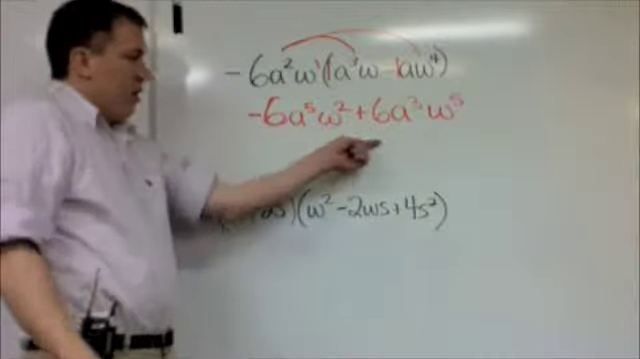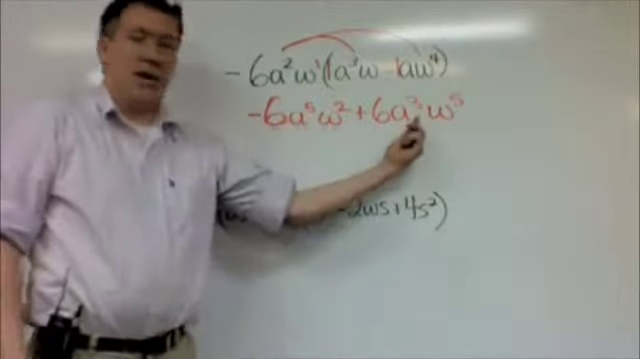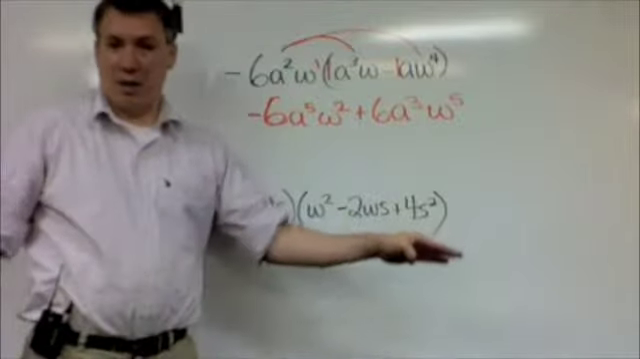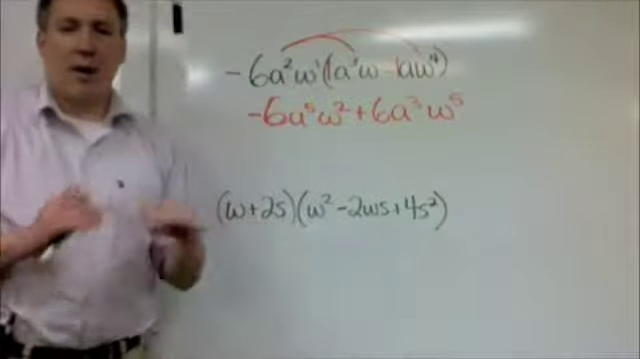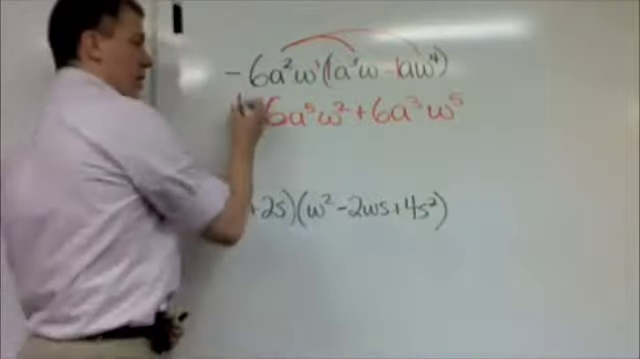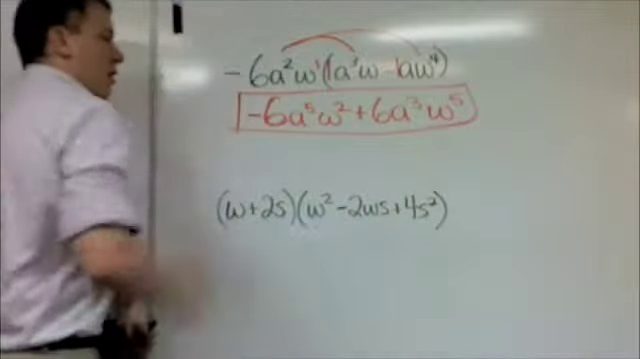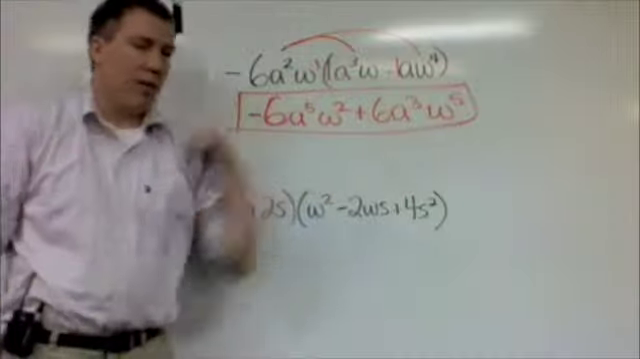These are not like terms, even though they both have A and W. A is to the 5th here, it's to the 3rd there, so I already can't do it. But also, W squared and W to the 5th, another reason I can't do it. The powers must be the same also. So this is my answer. 6A to the 5th, W squared plus 6A cubed, W to the 5th.